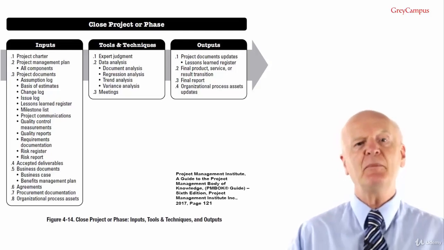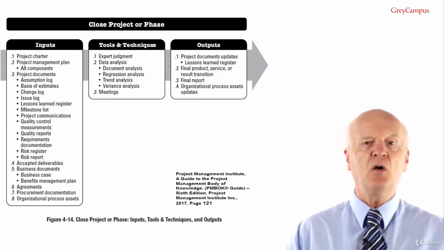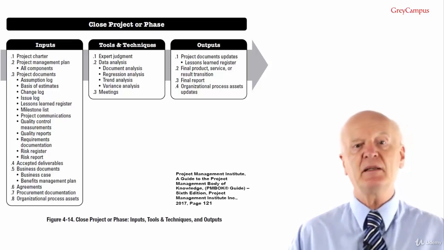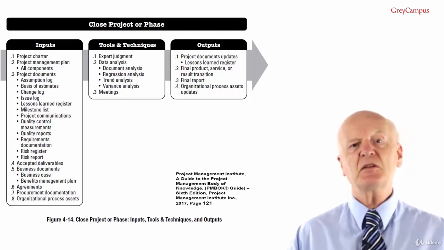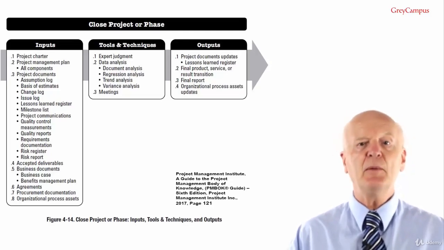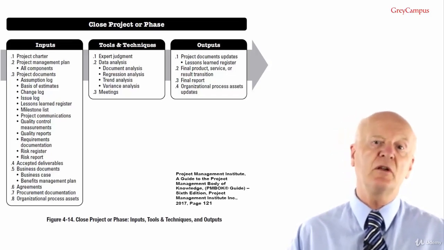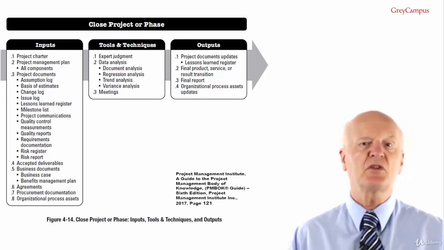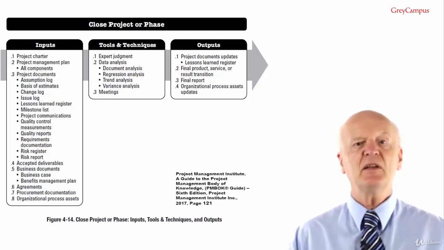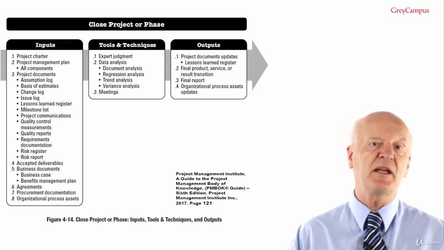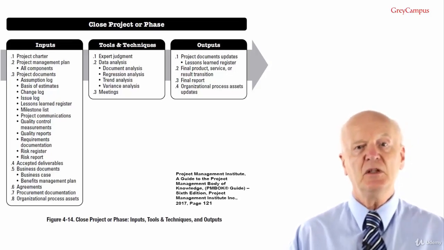Number two, project management plan. All components of the project management plan are an input to this process. Project documents. Project documents are used on the project but are not considered part of the project management plan. They could include the assumption log. This records all the assumptions and constraints that guided the technical specifications, estimates, schedule, risks, etc.